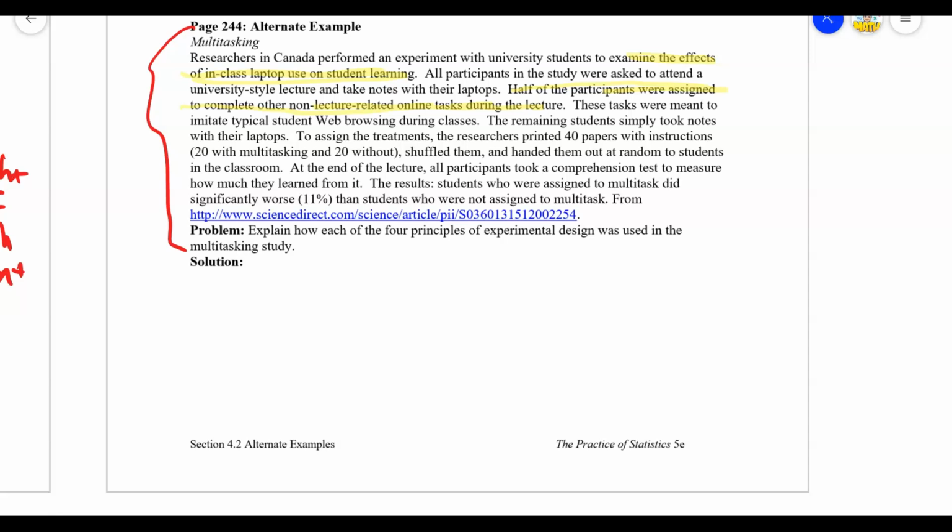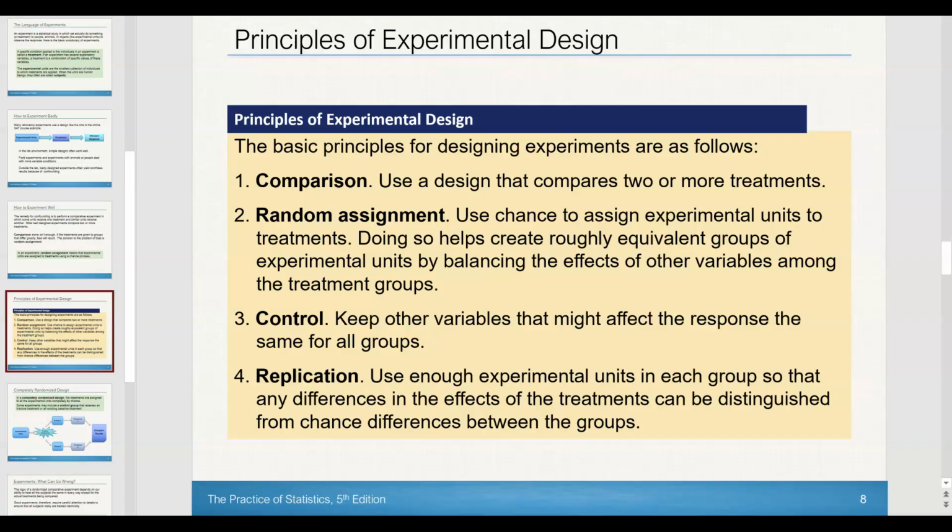And at the end of the lecture, all participants took a comprehension test to measure how much they learned from it. The results: students who were assigned to multitask did significantly worse, 11%, than students who were not assigned to multitask. Okay, so if you're asking what are these 4 principles of experimental design, then make sure you're also reading our PowerPoint slides, right, that are found in our Schoology.